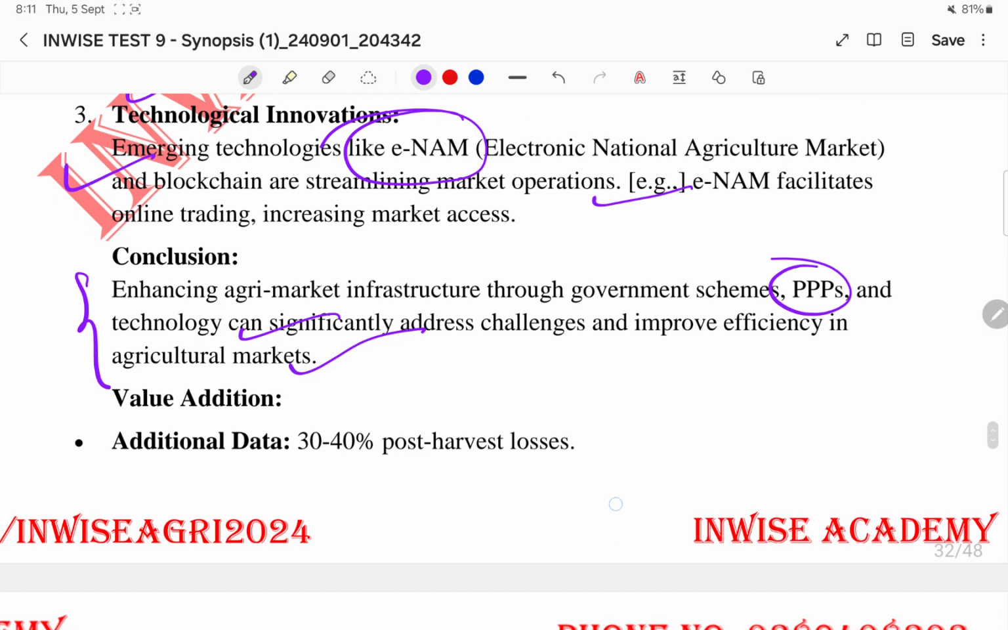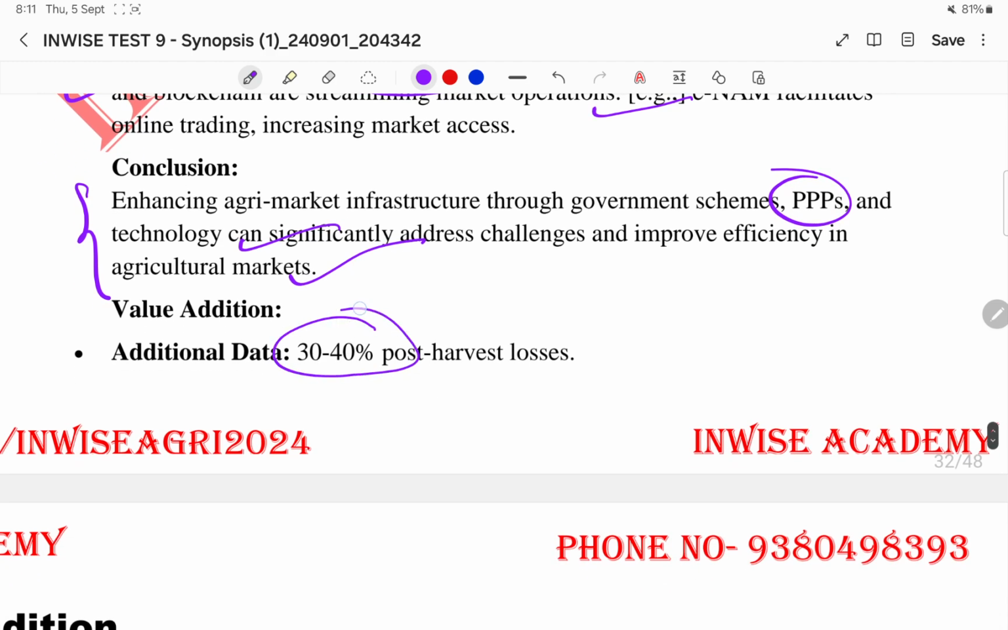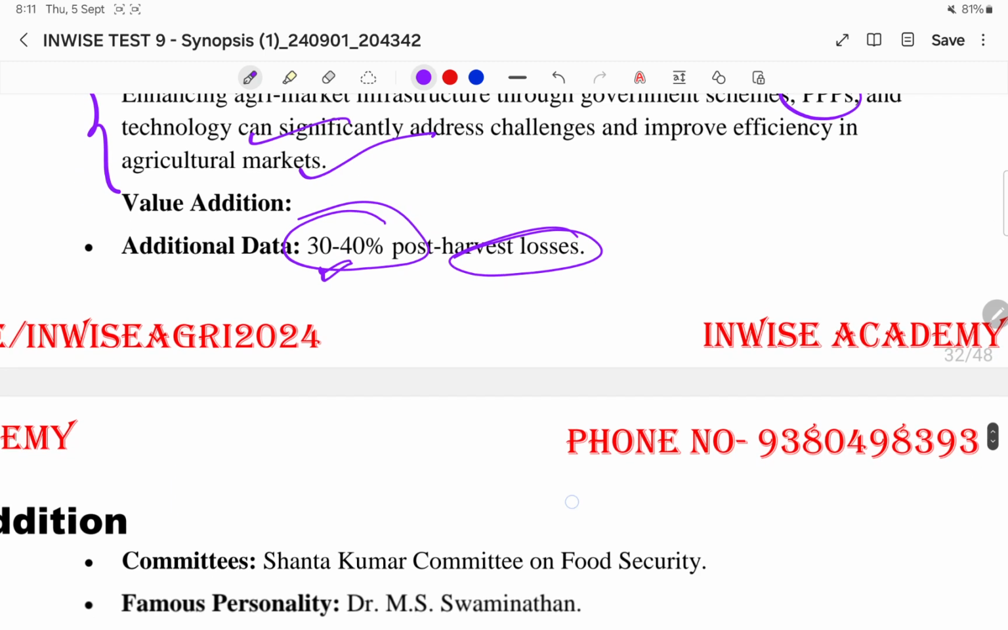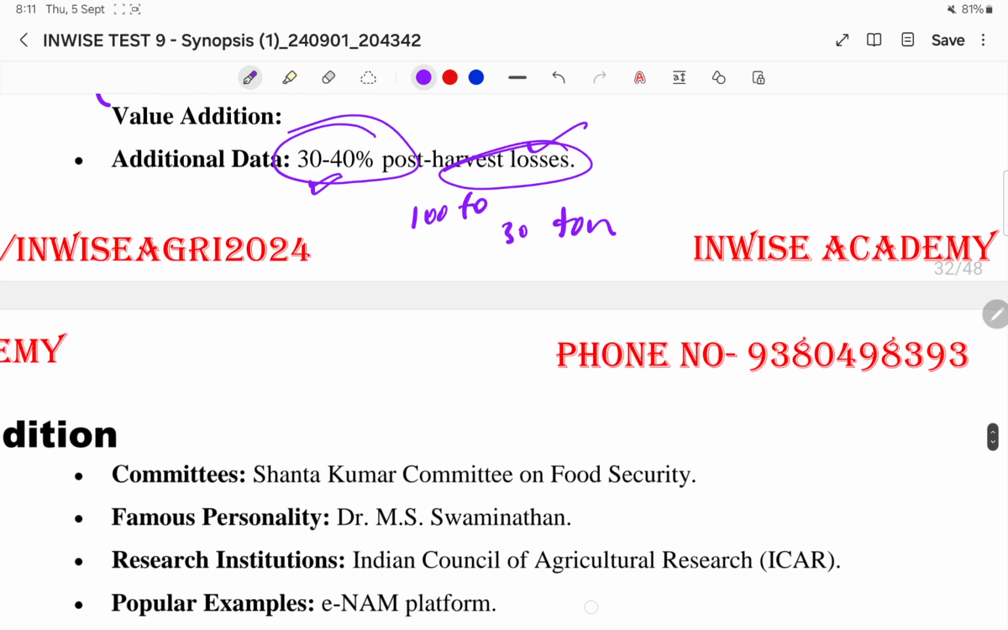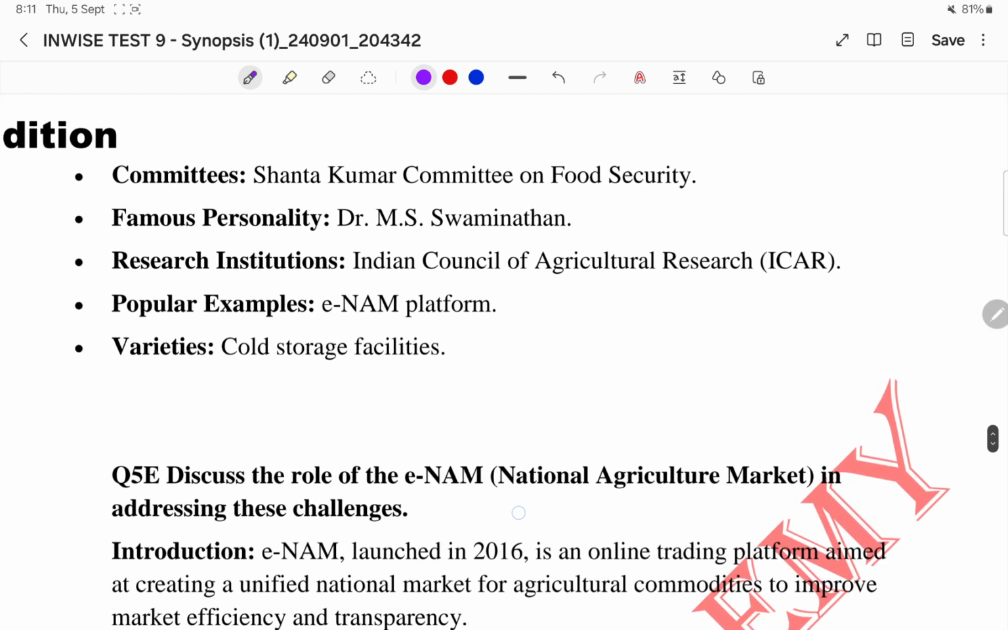efficiency in agricultural market. So in India, why we need proper markets, in the sense there are 30 to 40% of post harvest losses, right? Okay, if at all you are producing 100 tons, 30 tons are lost due to improper post harvest management. So that is the condition. Okay, so that's why we need that.